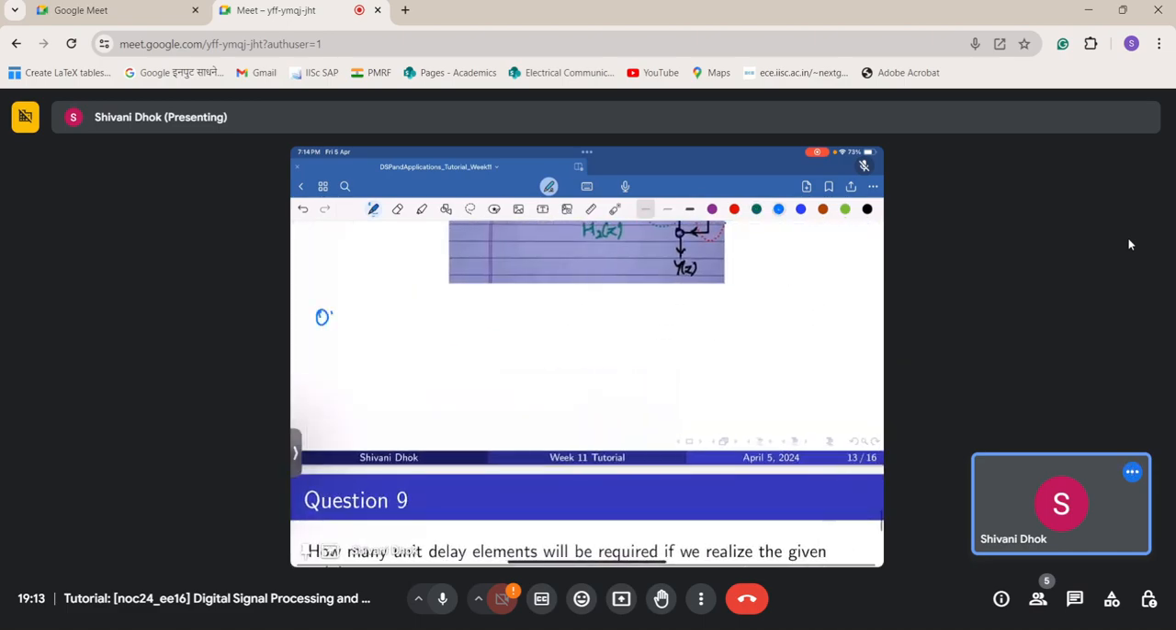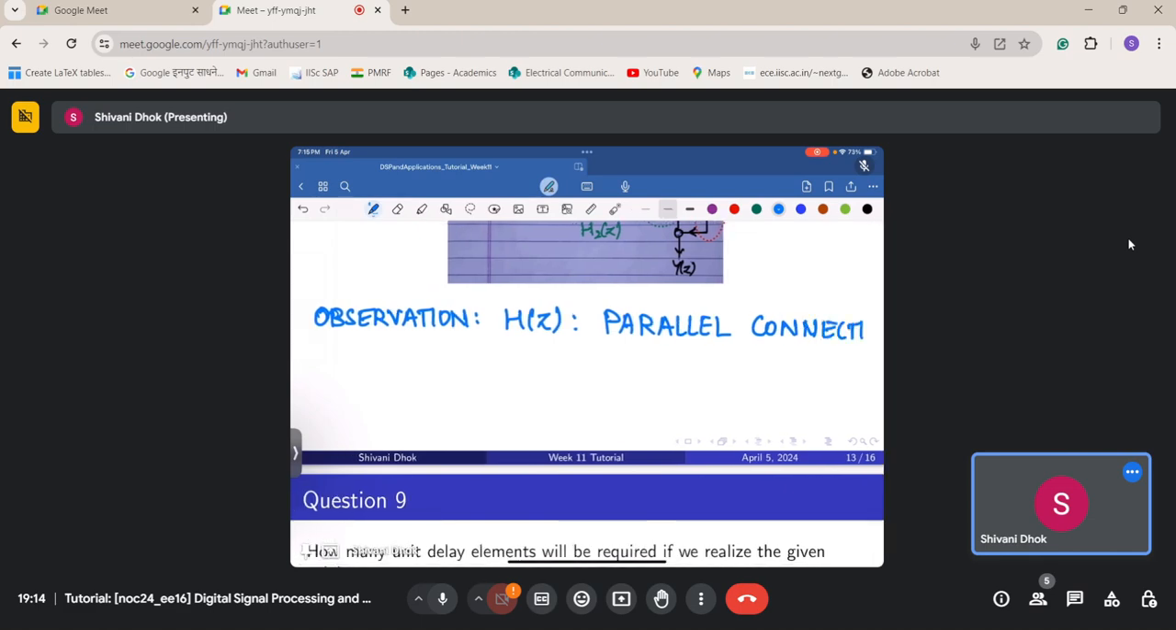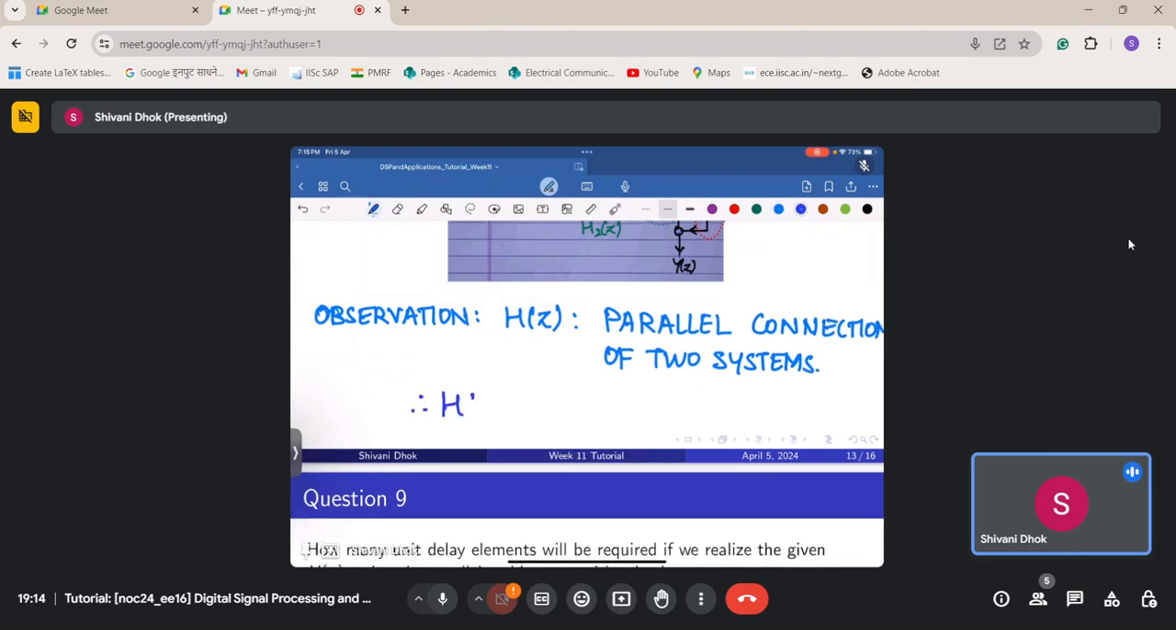So the observation: h of z is a parallel connection of two systems, h1 and h2. Therefore h of z is equal to h1 of z plus h2 of z.